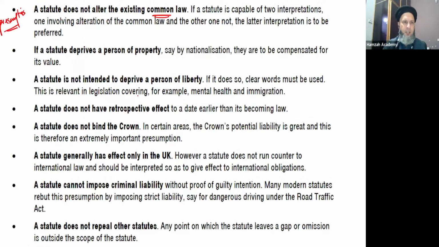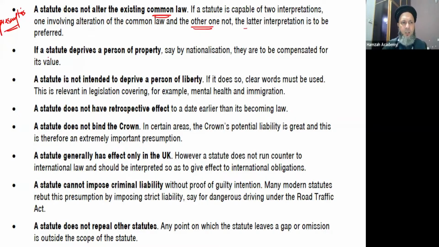So read it again. A statute does not alter existing common law. If a statute is capable of two interpretations, one involving alteration of common law and the other not, the latter interpretation, the one which does not alter the law, will be taken and will have more importance.